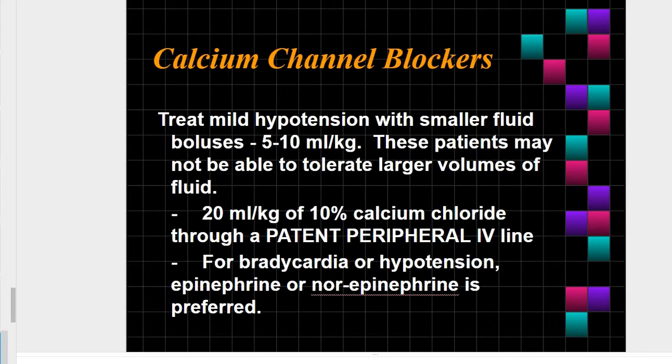Calcium channel blockers overdose. Treat mild hypotension with smaller fluid boluses than you would in the normal setting, 5 to 10 milliliters per kilogram, because calcium channel blocker overdose patients do not tolerate larger volumes of fluid very well. You may give 20 milligrams per kilogram of 10% calcium chloride through a patent peripheral IV line. It has to be patent, because there is a risk for extravasation. It'll cause severe tissue compromise. For bradycardia or hypotension, epinephrine, norepinephrine again is preferred over dopamine.